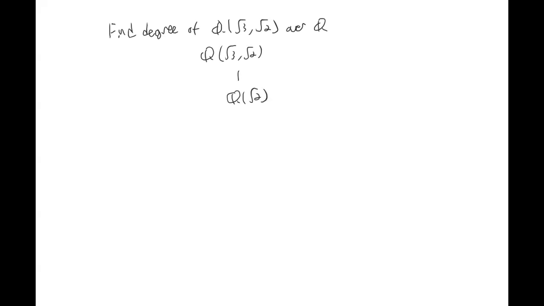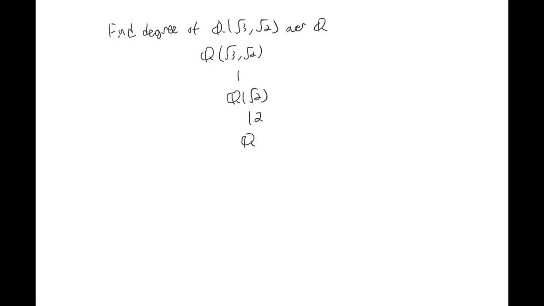So find the degree of Q adjoin root 3, root 2 over Q. I know that this contains this, I'm just going to choose one, but this certainly contains this, and this certainly contains this. Does everyone agree? So this is an extension of degree 2, since x squared minus 2 is irreducible over Q.